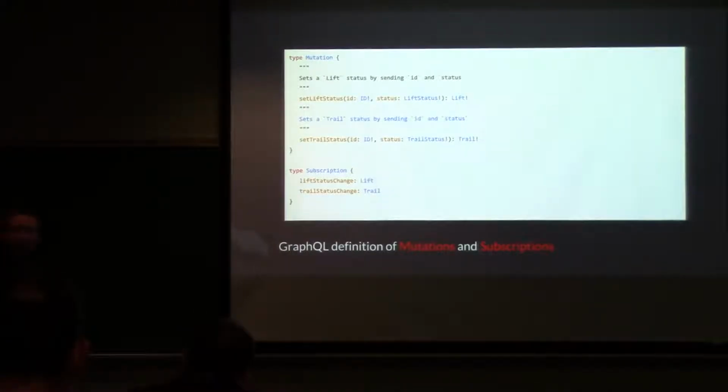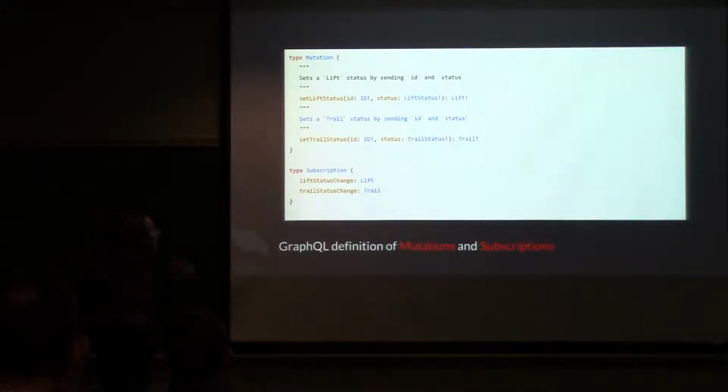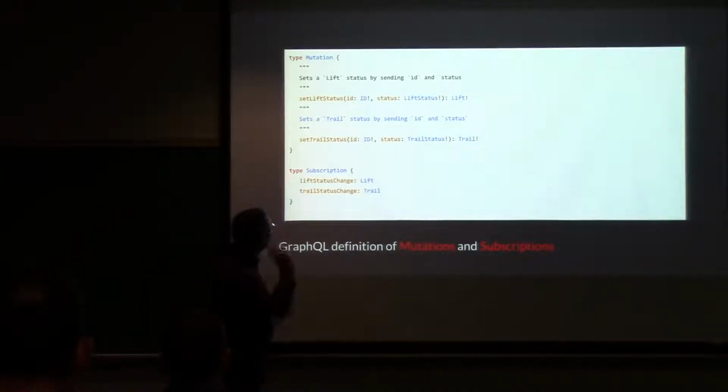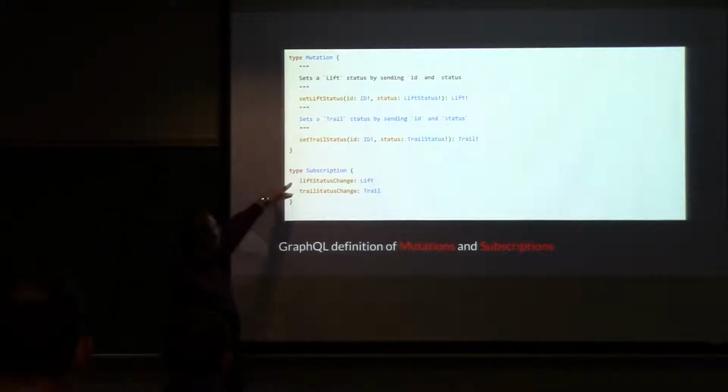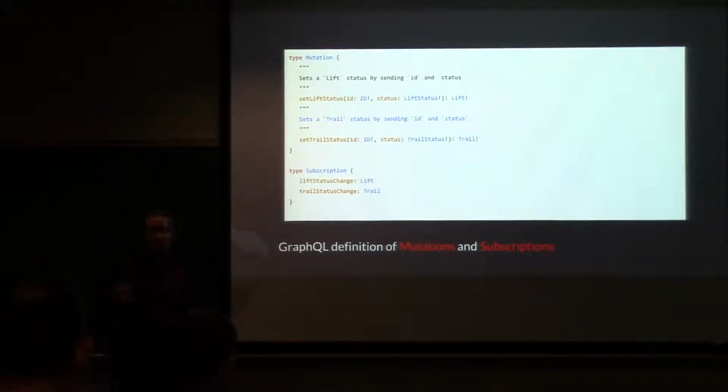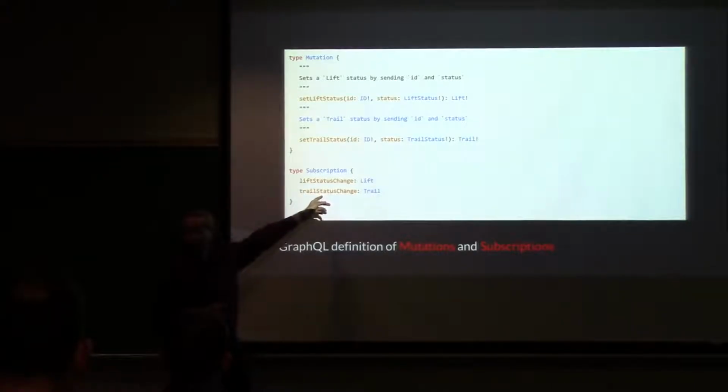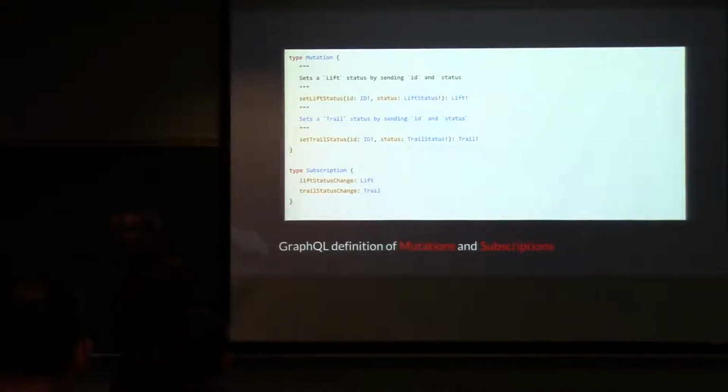And those are simple mutations and subscriptions. A mutation allows you to modify the state of your system. In this case, we are changing the lift status. We are passing the ID of a lift and the new status, and likewise with the trail. And two subscriptions allow you to listen to such changes. If you subscribe to lift or trail status changes, and one client calls this method, the client that's a subscriber will get the notification. So that's the idea.